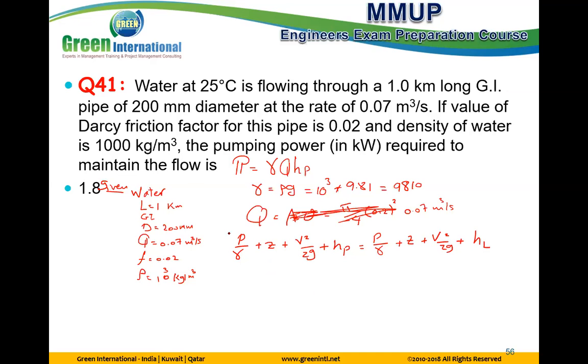Any information here about pressure? No, there is no information about pressure. Consider as atmospheric. Any information about the elevation? No, Z cancels. V square by 2G: any information about velocity? We can get it from Q, correct? Yes. The diameter does not change along the pipe, it means the velocity does not change.